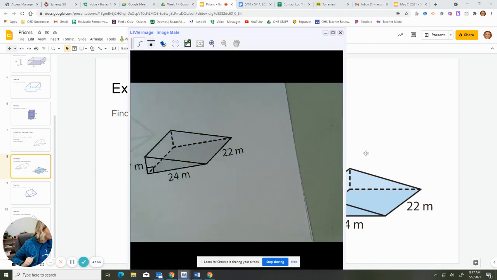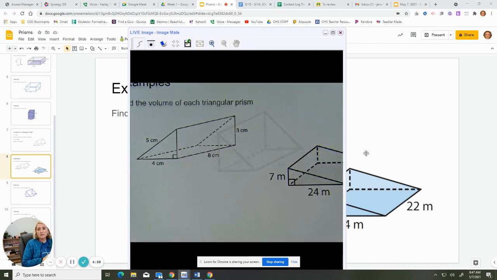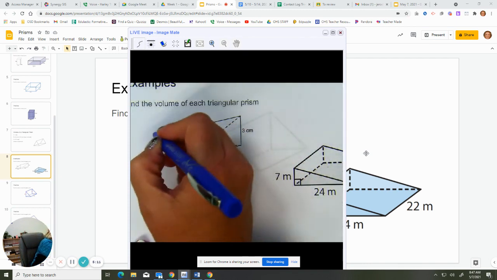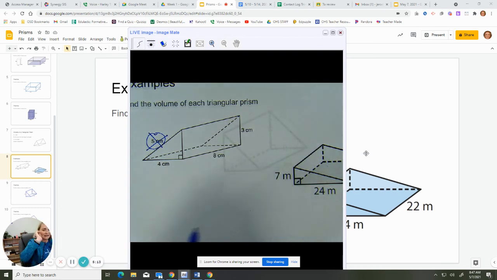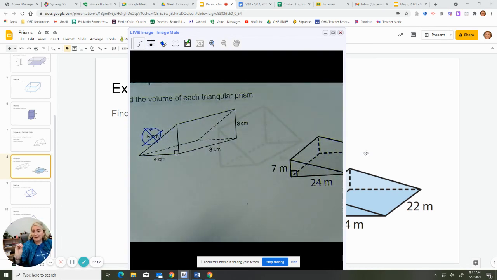All right, so I'm going to start with this one. Okay. The first thing I need to do is figure out, obviously there's 4 things there and I don't need all 4 things. So I have to determine which part of this I do not need. And what you should recognize is that this 5 centimeters is not needed because it is on a slant. And we do not need a slant height. We need a true height.